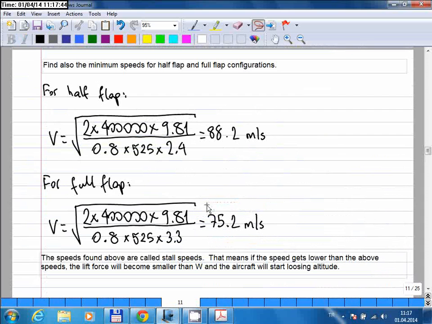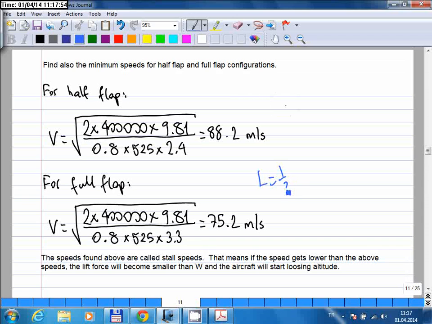So if the speed gets lower than this, then the lift force will be less, right? So this is our lift equation. The lift coefficient is at its maximum value. And if this is less than 75.2, then lift will be less than the weight of the aircraft, and the aircraft will start losing altitude, right? Because the vertical force balance is not satisfied anymore, and the aircraft will start losing altitude. It cannot maintain a steady level flight anymore.